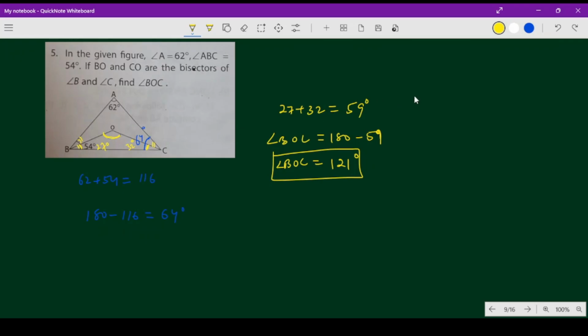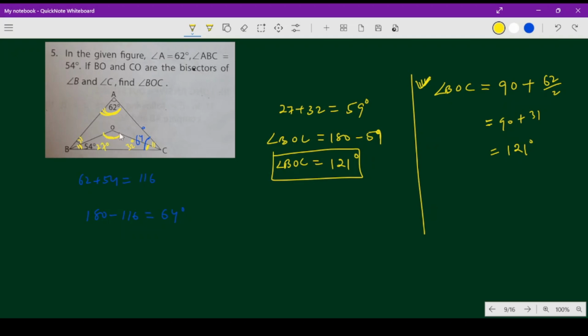With one of the concepts that I already discussed before, this is the angle bisector. It means this angle BOC is directly equal to 90 plus half of this angle. So 62 divided by 2 is going to give us 31. If we add these two, that will be equal to 121. So either of the methods we can follow. If you remember this, then this will be easier.